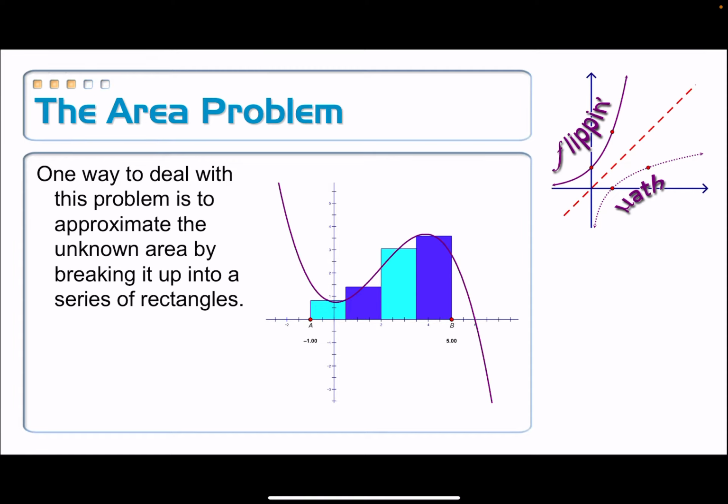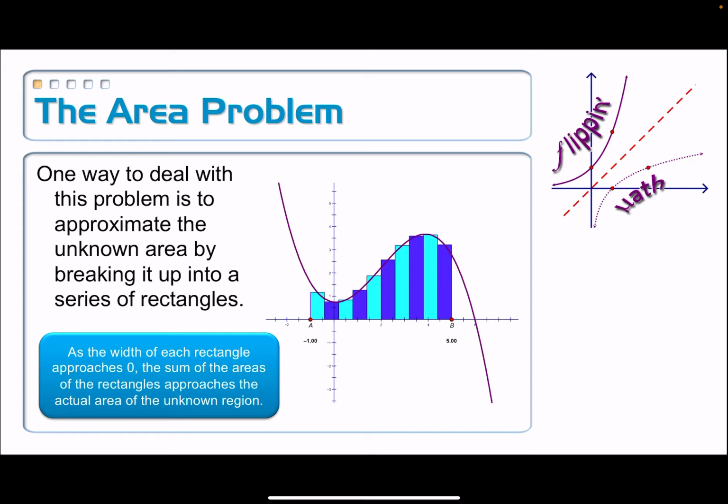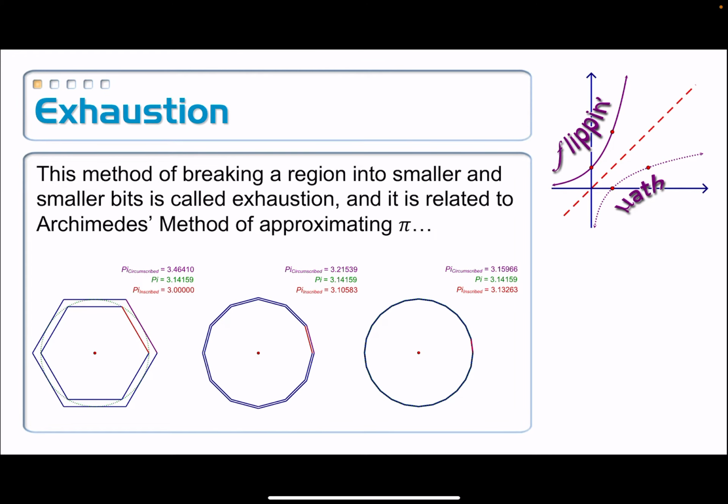Now, of course, that's not a perfect area. It's not the exact area underneath the curve, but it's at least a pretty good approximation. And you can improve this approximation by making the width of each one of these rectangles as close to 0 as possible. That sounds sort of like a limit, right? As the width of those rectangles approaches 0, we're going to get closer and closer to the actual area underneath the curve. And once again, that process is called exhaustion.